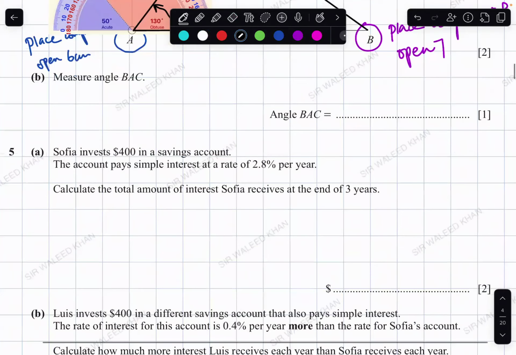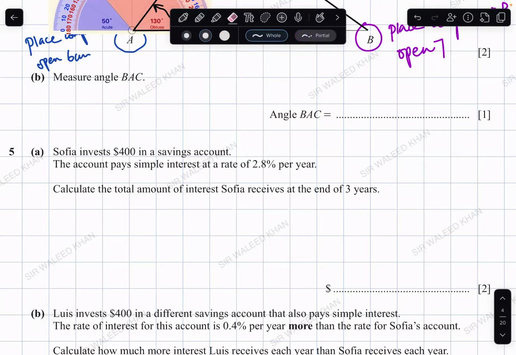Next, question number 5A. So Sophia invests $400 in a saving account. The account pays simple interest at 2.8 per year. Calculate the amount of interest Sophia receives at the end of 3 years. So it will be the interest, not anything else, not the final amount. So just the interest.